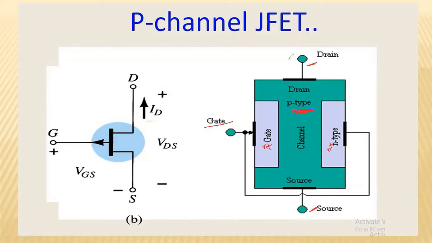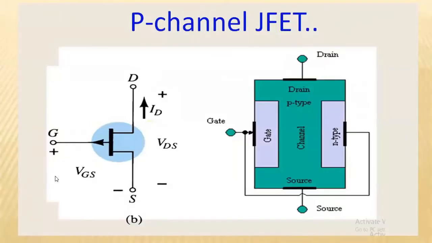And this construction is similar to the N-channel only, but with opposite material for gate, source and drain. So previously for N-channel, gate is of P-type, source and drain are of N-type. Now here gate is of N-type and source and drain are of P-type. So that is the only difference.